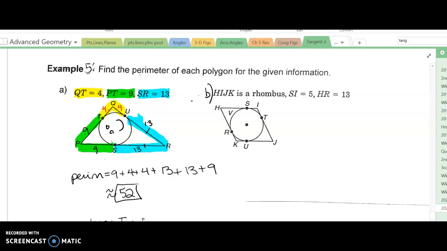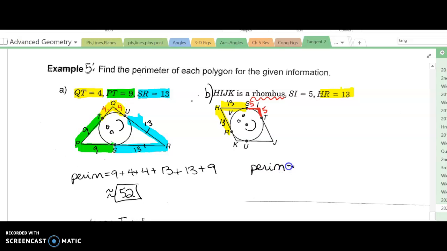HIJK is a rhombus. Now that's going to be important on this problem. It says SI is 5 and HR is 13. And that's all they give us. So I know using my elf hat that this is also 13 here, just my little elf, and then I also know using another elf hat that this is 5 here. But it's still not enough information to figure out the total distance around this shape.